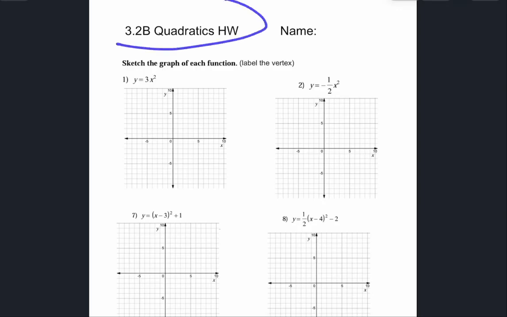Now, this is your 3-2B homework. Let's talk about that for a minute. For problem 1 and 2, your vertex is at 0.